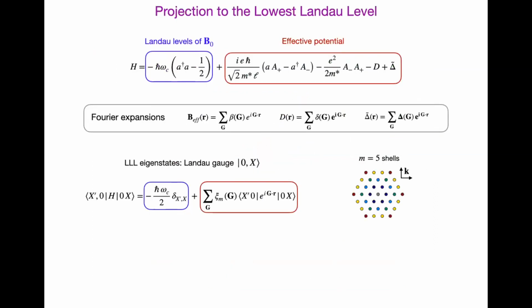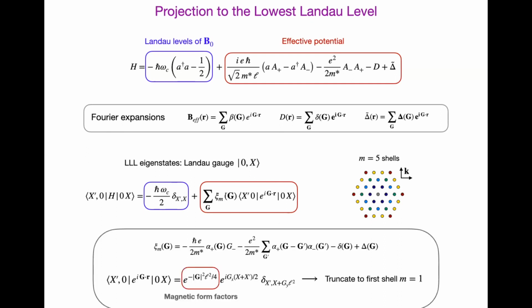And to do it, it's convenient to notice that these functions that enter in the Hamiltonian, A, D, and delta, are periodic. So I can write them down as their Fourier expansions. And if I write down the Hamiltonian projected to the lowest Landau level in the Landau gauge, this is how it looks. And then the red part is an effective periodic potential where the Fourier coefficients are given by this expression here. And the M subscript just tells you how many shells in reciprocal lattice vectors I am taking.